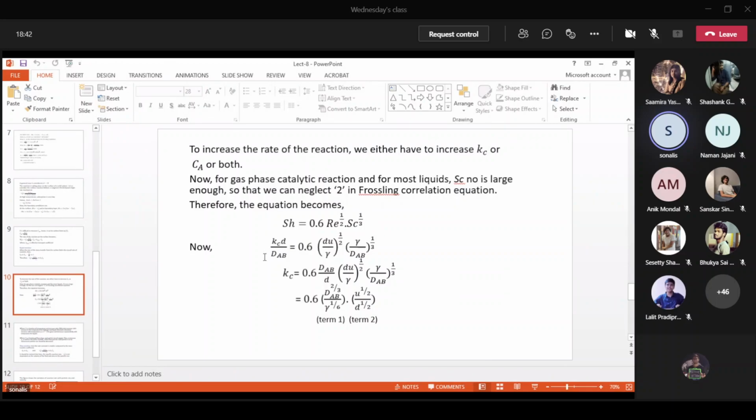And this Sherwood number we write as Kc d by DAB. d is the diameter of the catalyst particle, Kc is the mass transfer coefficient, DAB is the diffusivity of A in B, and this is equal to 0.6 times d u by nu to the power half. This is the Reynolds number. Nu by DAB is the Schmidt number. So we take out Kc from here. It becomes 0.6 DAB by d, times d u by nu to the power half, times nu by DAB to the power 1/3.